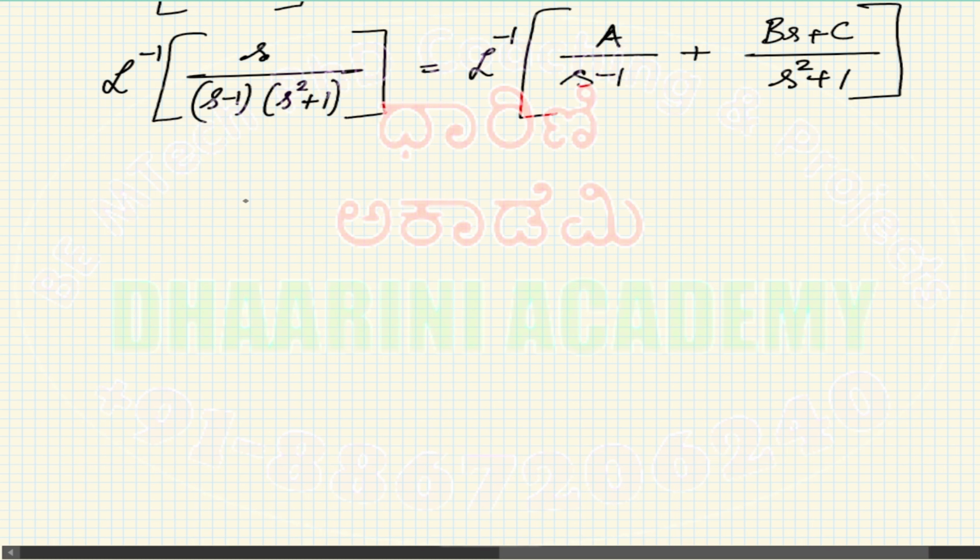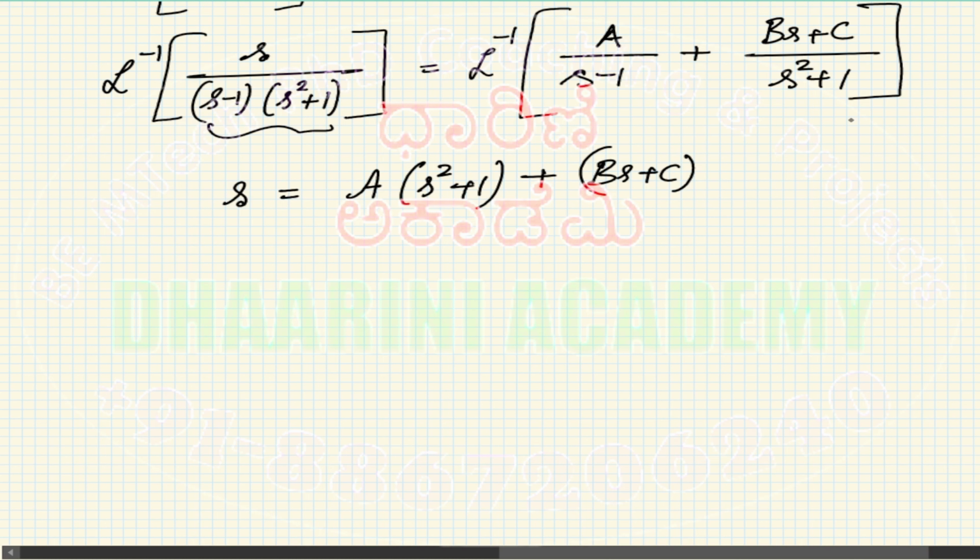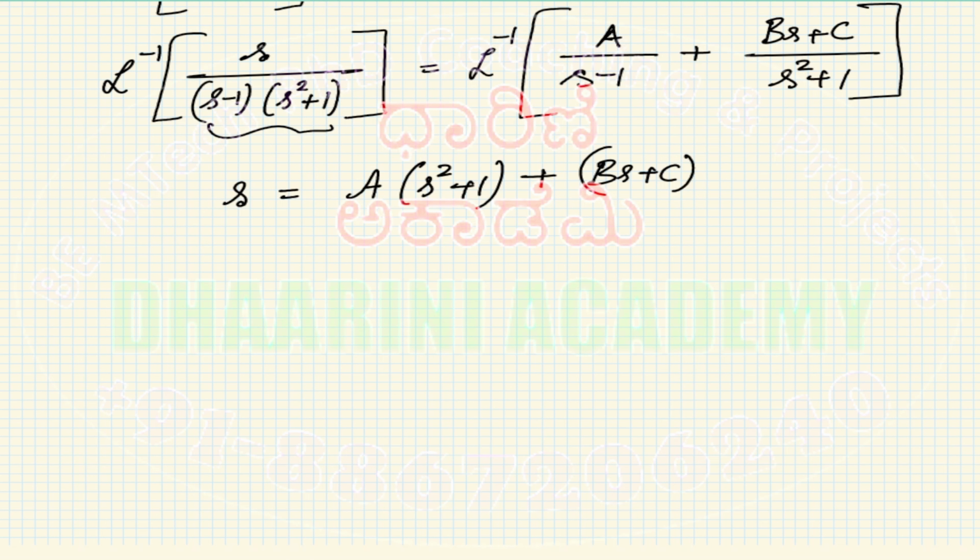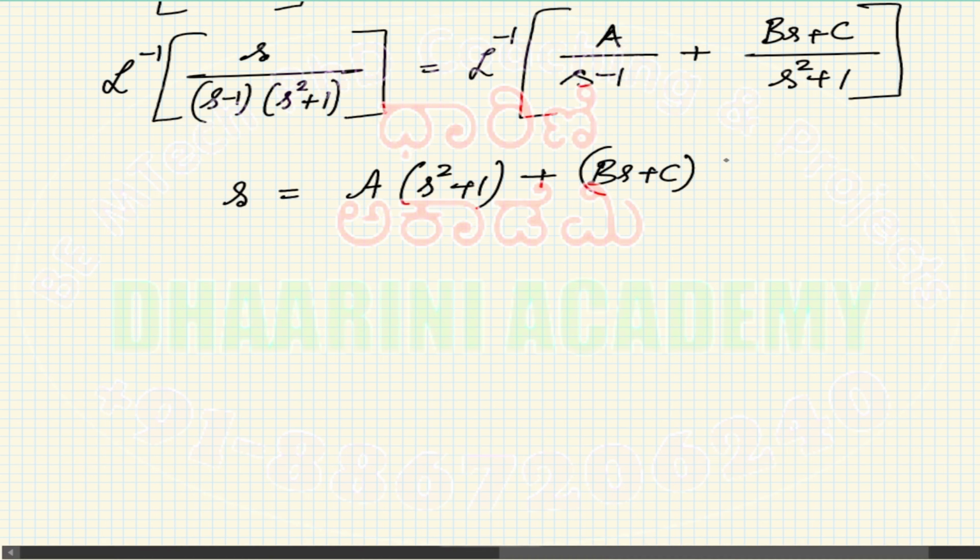On the left hand side, I'll be left with s. S equals, multiply the denominator to the other side. So A into, you can see s minus 1 already exists, so it will cancel. You get s square plus 1 in the numerator, correct? Plus the second term bs plus c you have. When you multiply by this term over here, s square plus 1 will cancel. So that means I'm going to have s minus 1 over here. Just verify this step once.